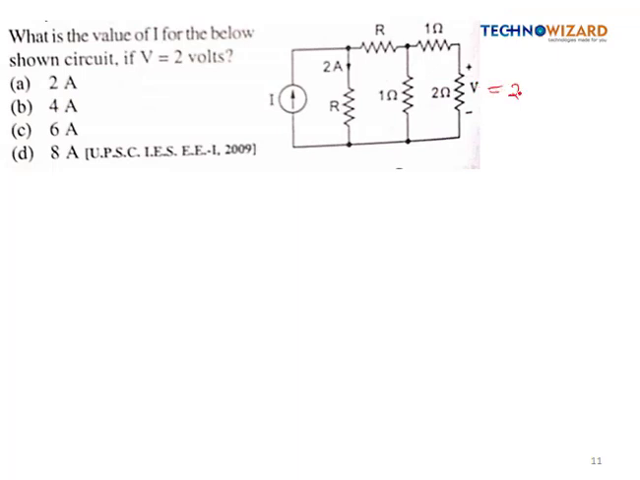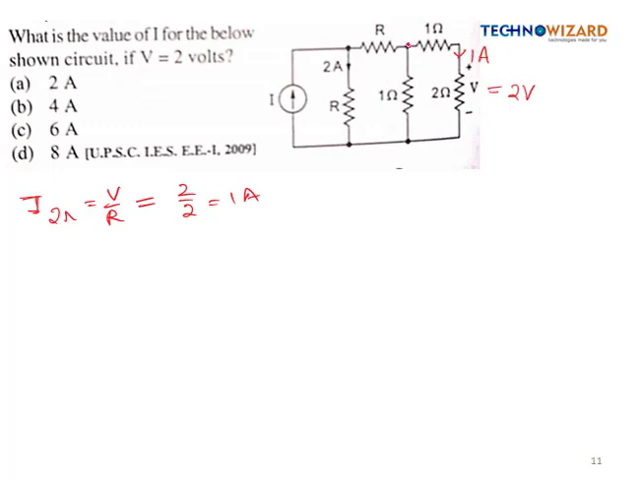So this is 2 volt they have already given, so we can find the current through 2 ohm resistance, which will be V by R. So 2 by 2, it means 1 ampere. So here the current flowing is 1 ampere, right?